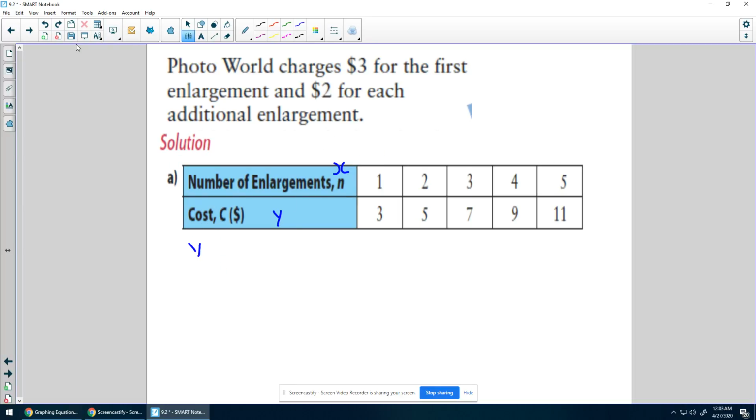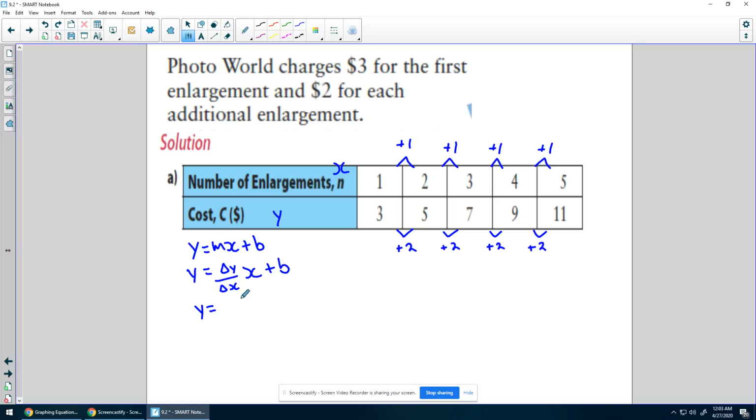Y equals mx plus b. Y is equal to m, which is the change in y over the change in x, times x plus b. Step 1, change in x. That's going up by 1. Change in y. Going up by 2.